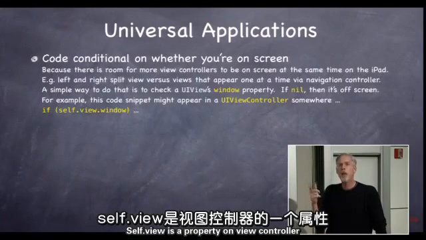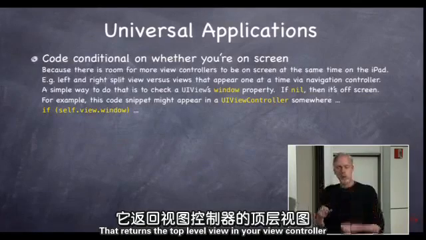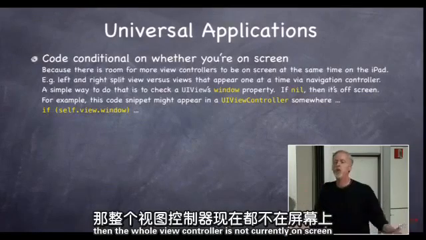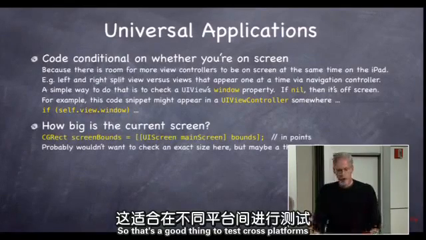Self.view is a property on view controller, I think I mentioned it before, that returns the top level view in your view controller. So if that's not on screen, then the whole view controller is not currently on screen. Okay, so that's a good thing to test across platforms.